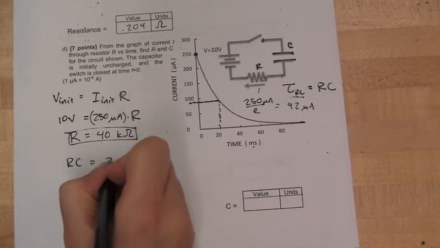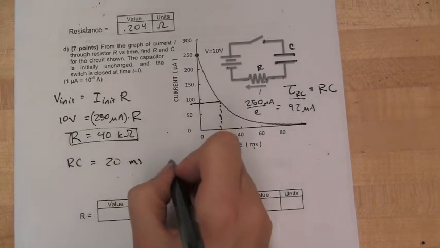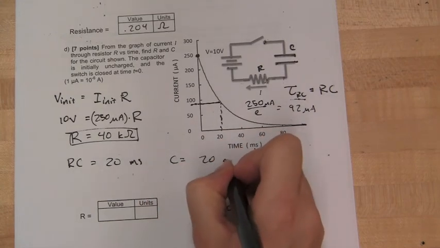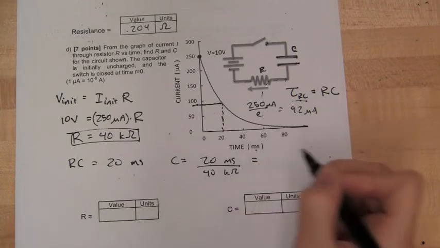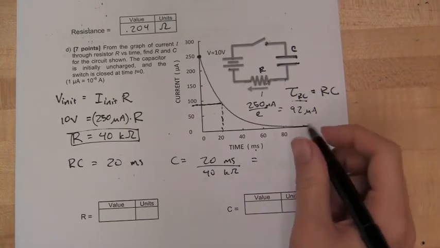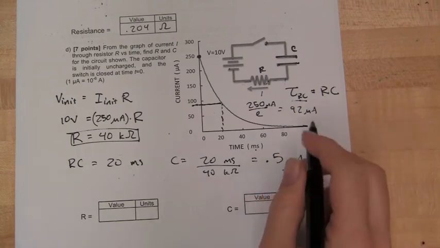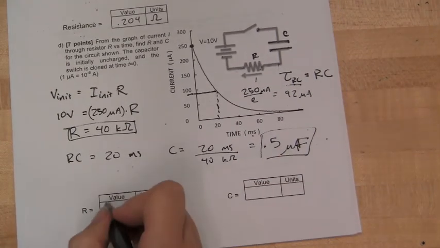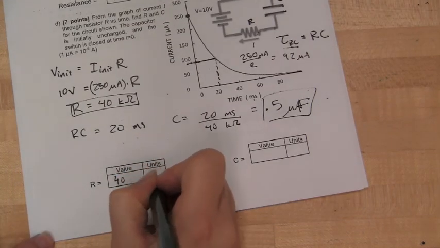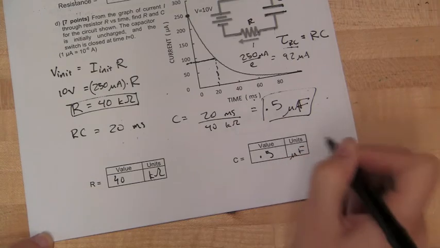So RC is equal to 20 milliseconds, and so C is 20 milliseconds over 40 kiloohms, and you get 0.5 microfarad. So R was 40 kiloohms and C was 0.5 microfarad.